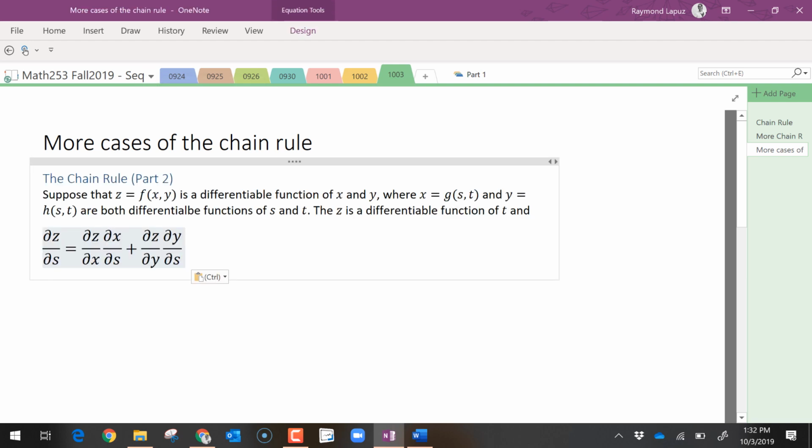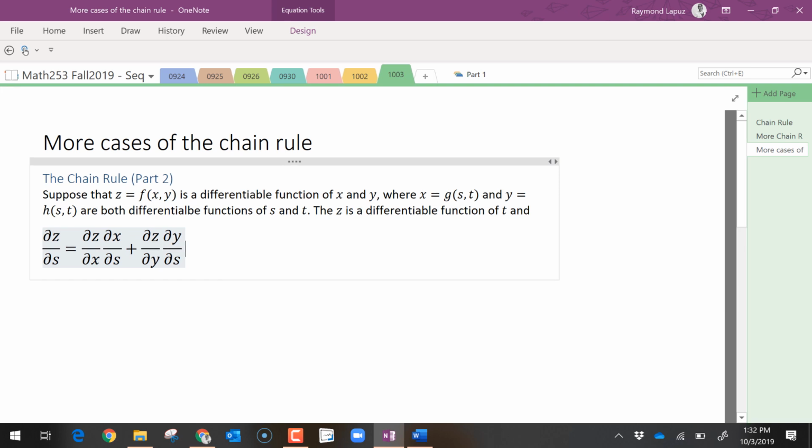So maybe your x, y, and z, or x and y, are not functions of just one variable t. Maybe your x and y happen to be functions of 2 variables, s and t. Well, they gave the formula for this, but before we think about what that formula is or where it comes from, let's actually derive that formula using the tree notation. I was going to say the tree way of doing it.